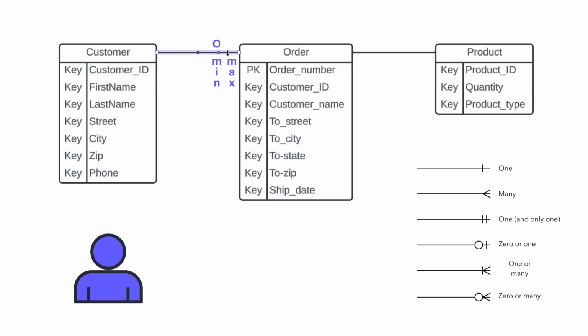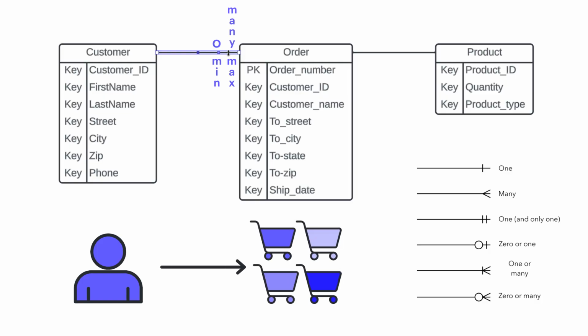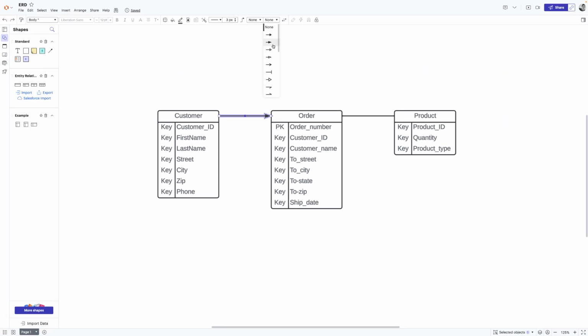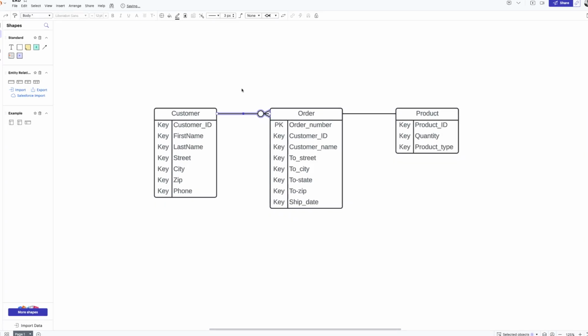Now we need to think about the maximum. And as you've probably assumed, a customer could have an infinite number of orders, especially when it comes to Crocs. You can never have just one pair. So to show that, we'll use this 0 or many crow's foot notation.